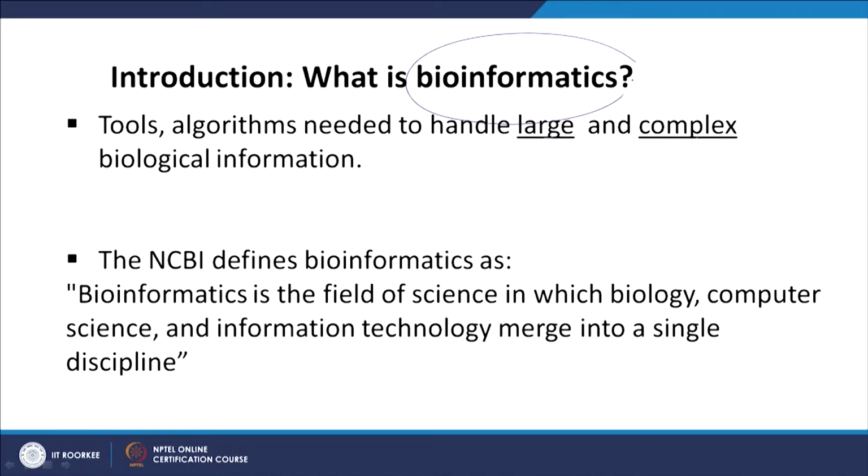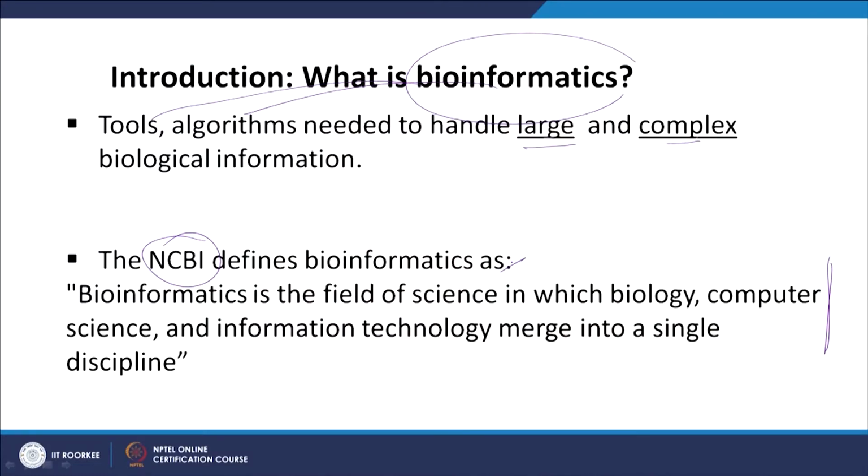All right, let us again revisit bioinformatics. What is bioinformatics? What kind of tools do we require? Bioinformatics will give us the tools and algorithms that we need to handle large and complex biological information. This is the definition given by NCBI. NCBI, by the way, is the largest bank of nucleotide sequences in the entire world, and it is often the gold standard in environmental microbiology and other kinds of microbiology. Bioinformatics is the field of science in which biology, computer science and IT merge into a single discipline, which really brings me up to a very important point that I would like to make here.